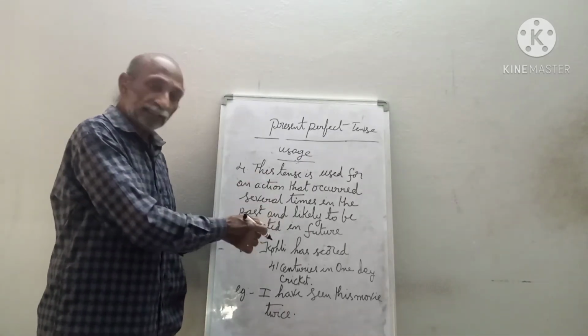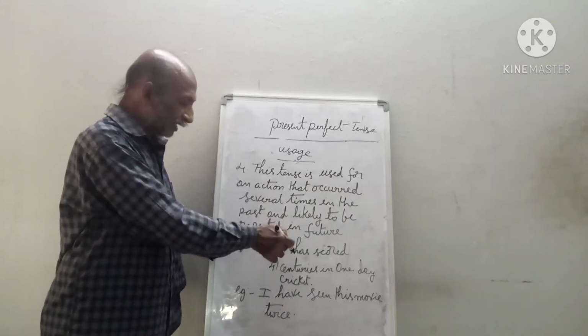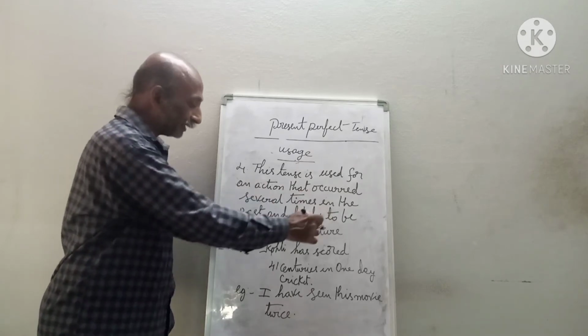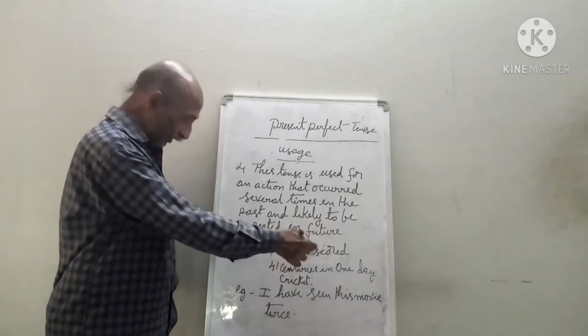So, if you understand this example, you see, the action occurred several times in the past and is likely to be repeated in future. What does it mean? He scored centuries.